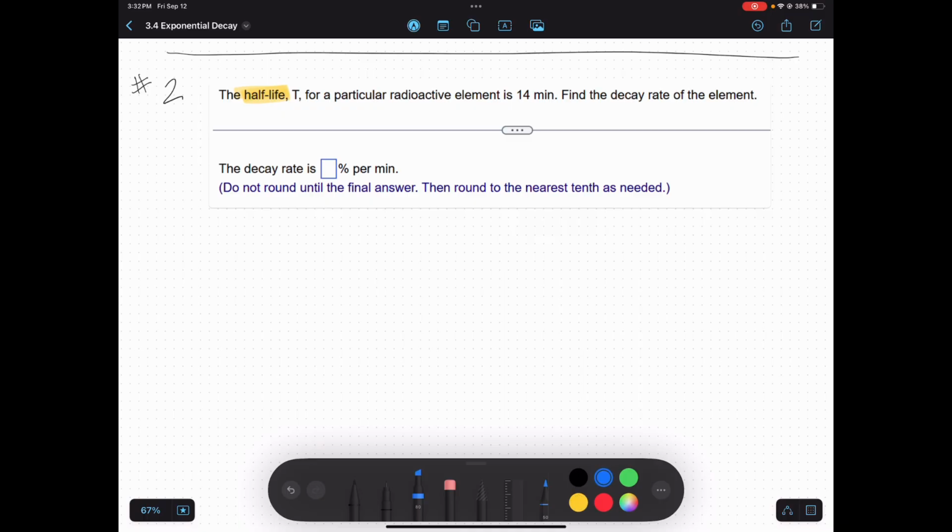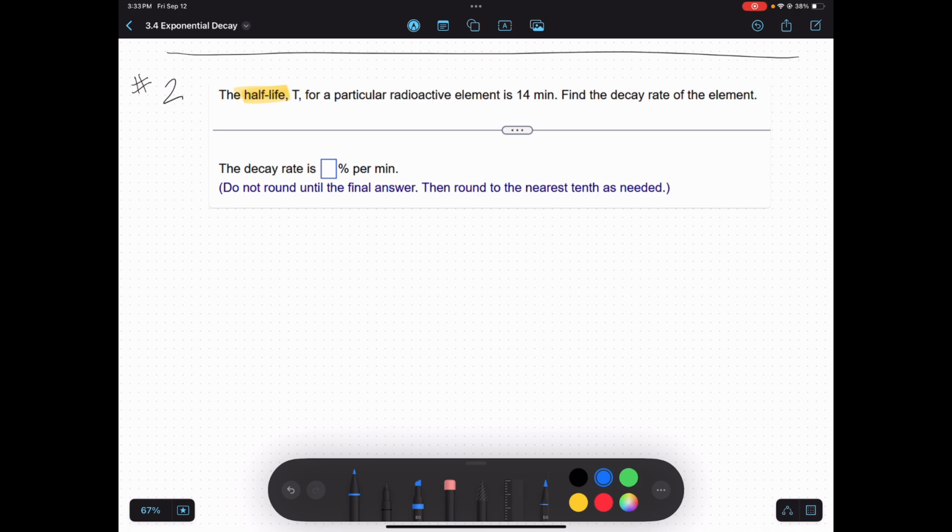What does that mean? Remind me what that means. That means that it takes 14 minutes before this radioactive element has decayed by half of its amount. So it's left with half of what it started with after 14 minutes. And what we're going to look for is, okay, what's the decay rate for that element if its half-life is 14 minutes? Now, there's a couple of different ways I could go about this.